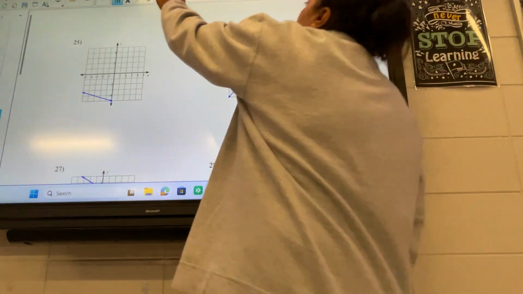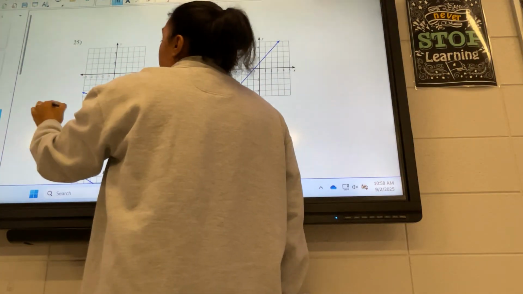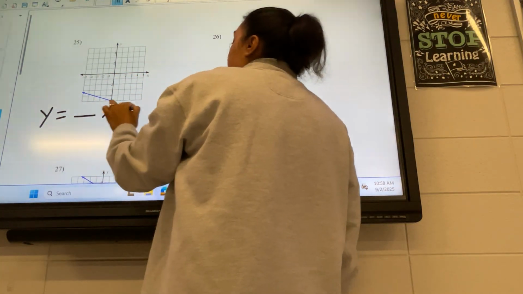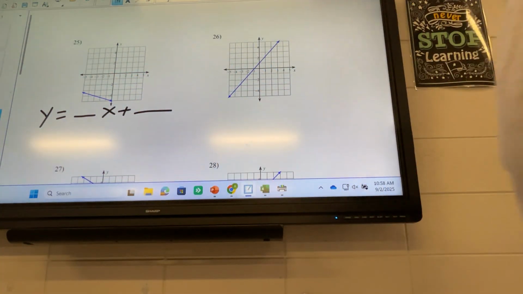Okay, look at number 25. We're going to say y equals blank x plus blank. Which blank do we fill in first? The first blank or the second blank? Second. We always are going to fill in the second blank first.